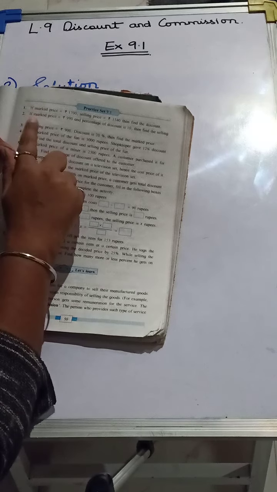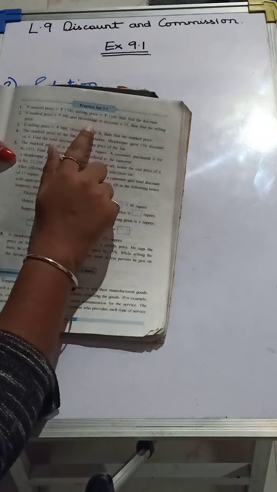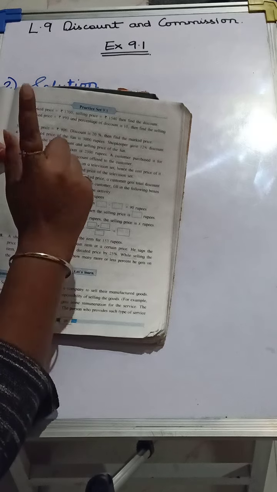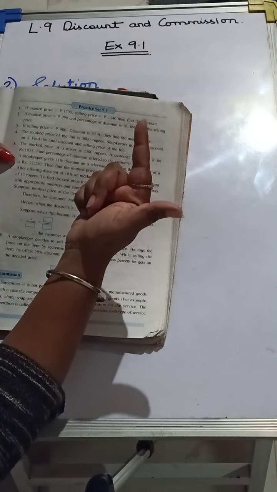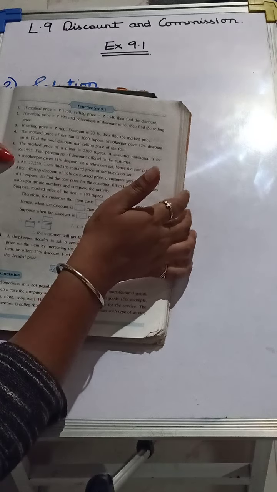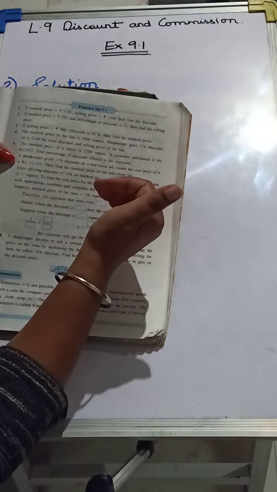So the second sum is, if market price is rupees 990 and percentage of discount is 10, then find the selling price. That means the marked price is given to us, and we have discount percent. What we need to find is the selling price. Now when they give us this discount percent, I have given you all the formula. In that, when they give us the discount percent, we need to use that formula. Okay, so we are going to start with the sum.